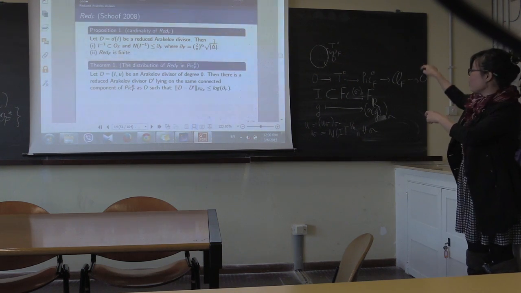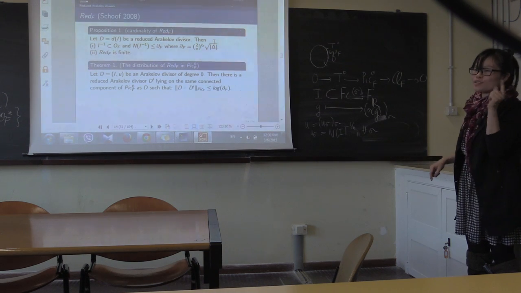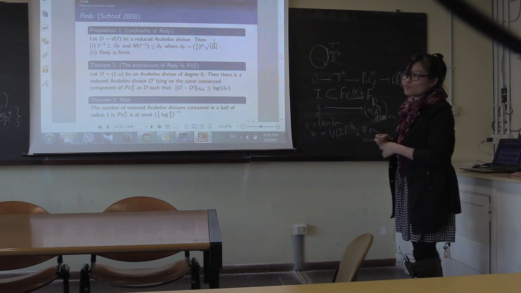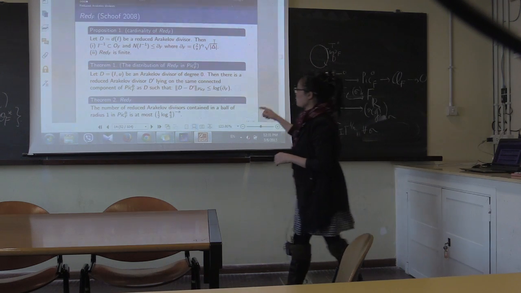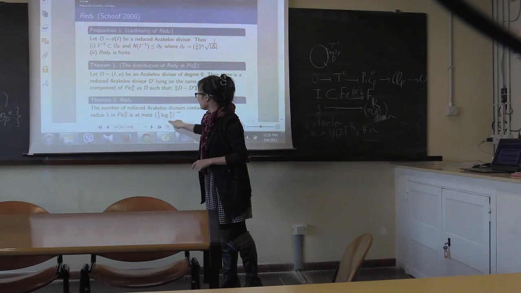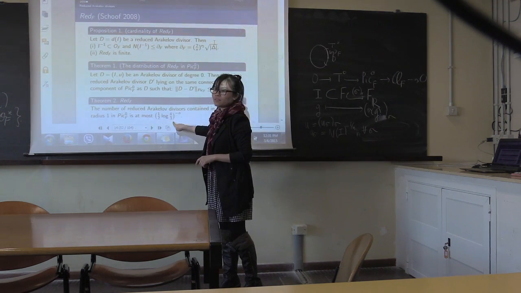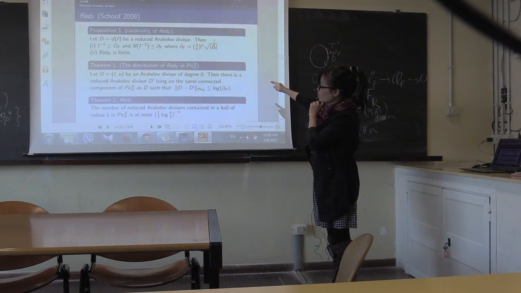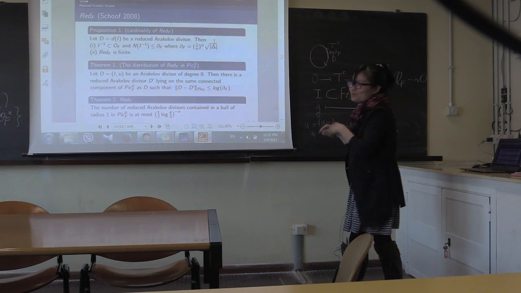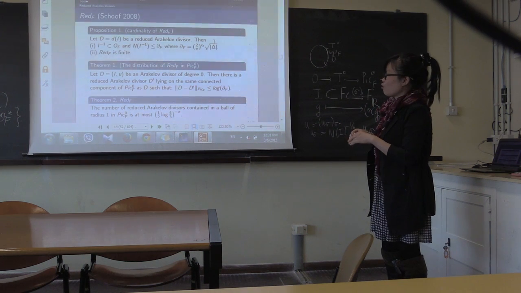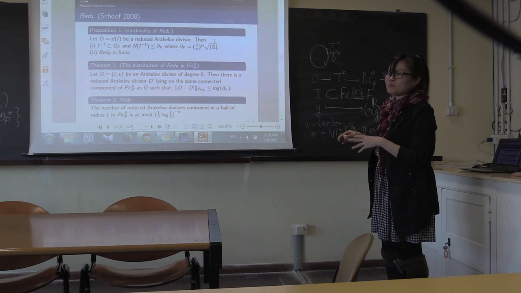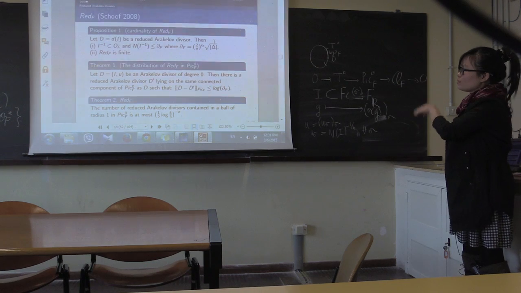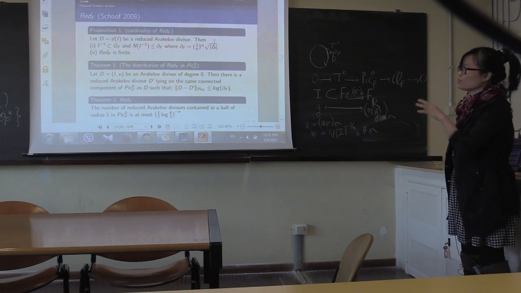Because in any ball of radius log delta x, you can find at least one reduced Arakelov divisor. But the second theorem is that we don't have too many, because in any ball of radius 1, you have at most this many reduced Arakelov divisors for any degree of the number field. So from theorem 1 and theorem 2, you can say they are distributed quite regularly in the Picard group. And this is the result of Schoof in 2008.